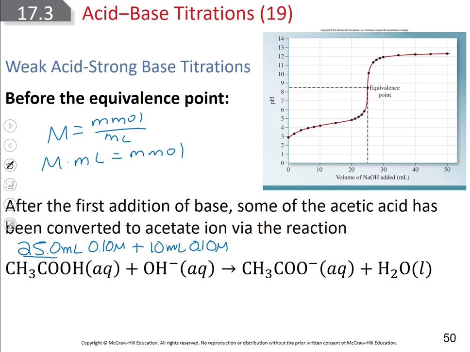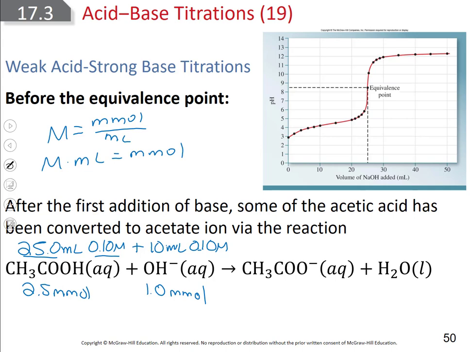We have 25 milliliters of 0.1 molar. 2.5, good. 2.5 millimoles. And how many millimoles do we have of the hydroxide ion from the sodium hydroxide? 1. So it's easy to see here, because our stoichiometry is 1 to 1, which one is the limiting reactant? Acetic acid or hydroxide? Hydroxide.